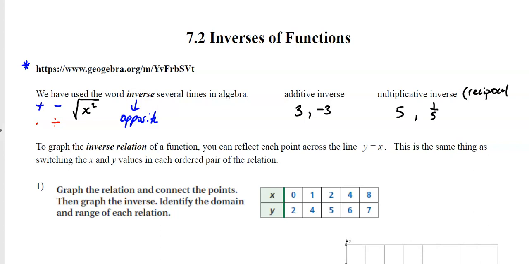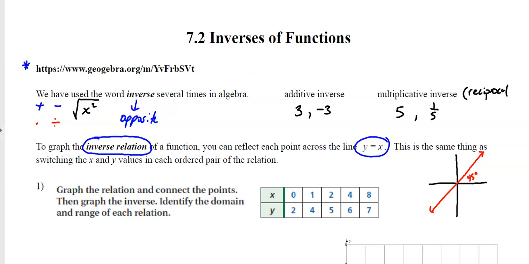But to graph the inverse relation of a function, which you're going to have to do in your homework today, you can reflect every point across the line y equals x. Now remember what this line looks like. It's pretty important since we're going to be reflecting over it. Y equals x is this line that runs right here on a 45-degree angle.